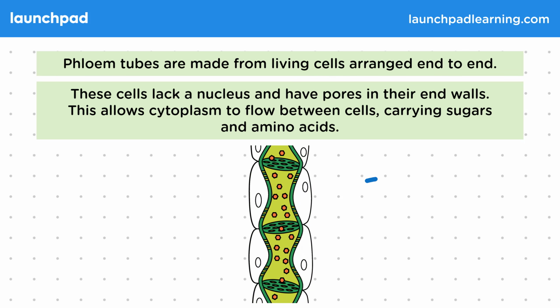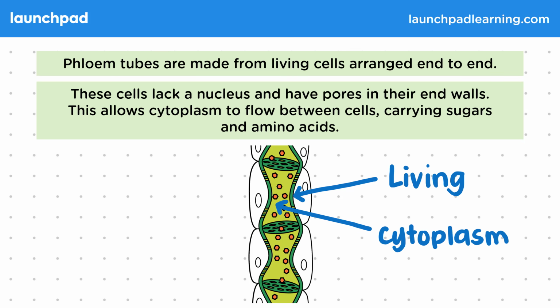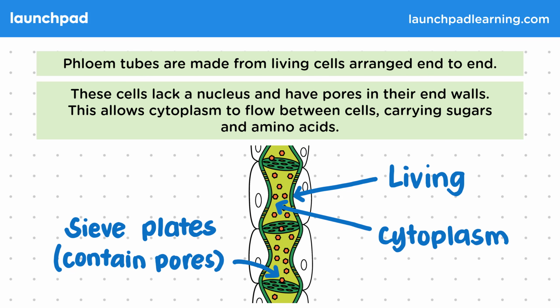So phloem cells are alive and they're arranged end to end. They contain cytoplasm which flows through the holes of the sieve plates between cells, taking small molecules with it. You need to be able to explain each of these adaptations for your exam.